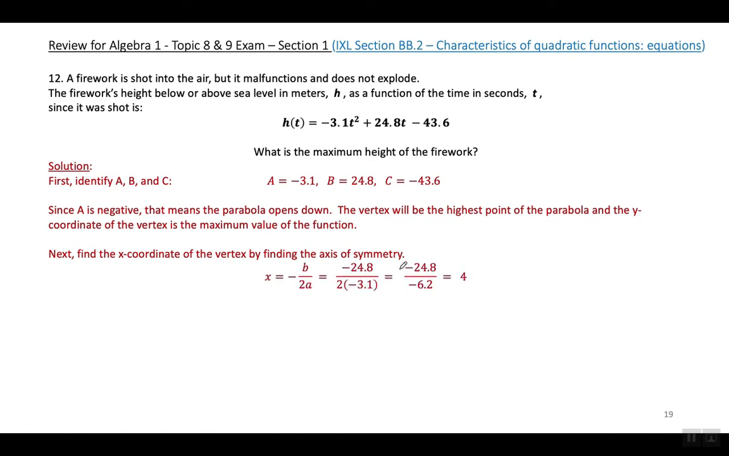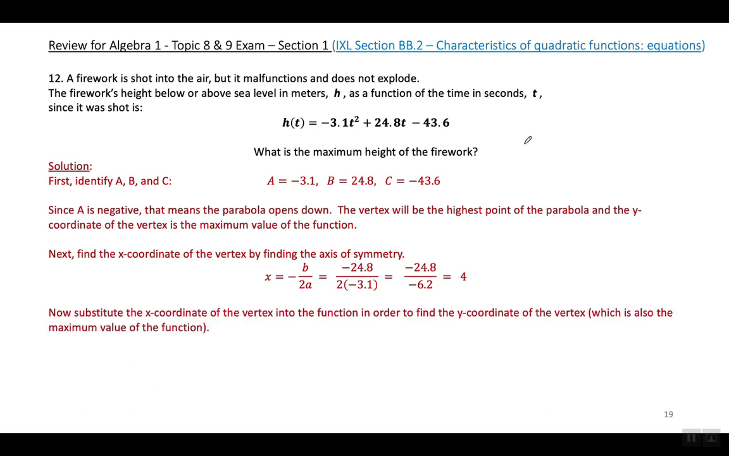How do you find it? By using this formula, x equals negative b over 2a. Substitute the values for b and a, work it out, and that is the x-coordinate of the vertex. All right, that means at 4 seconds the firework will be at its maximum height. But I need to know what height that is, so I have to plug that 4 into the function.